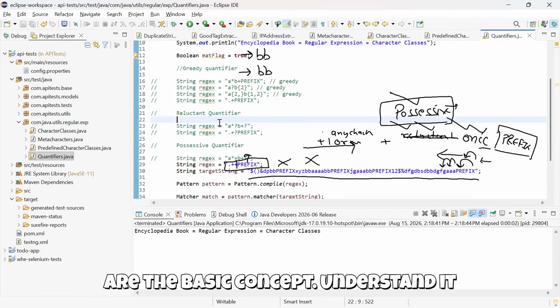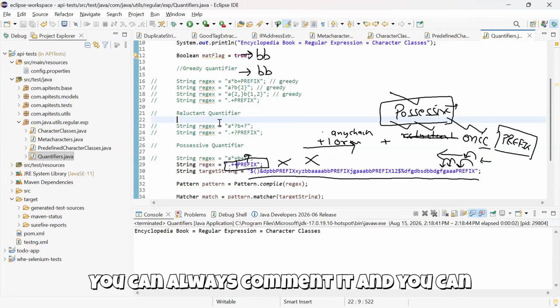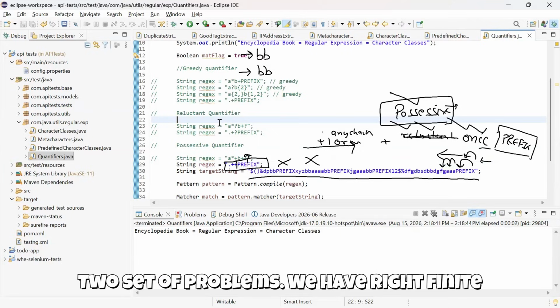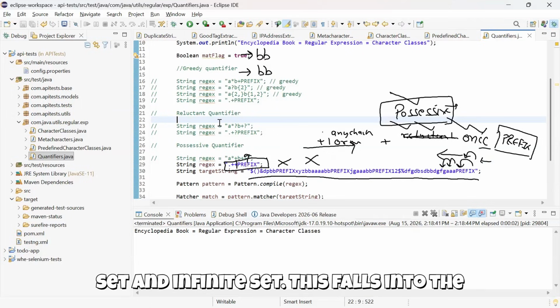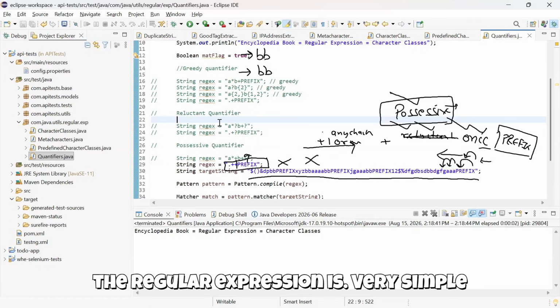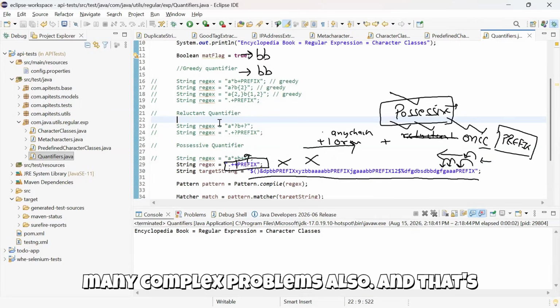So these are the basic concepts. Understand them thoroughly. If you don't understand, you can always comment and we can have a discussion on this. There are two sets of problems we have, right? Finite set and infinite set. This falls into the category of infinite set. This is what regular expression is. Very simple problems we have discussed. There are many complex problems also.